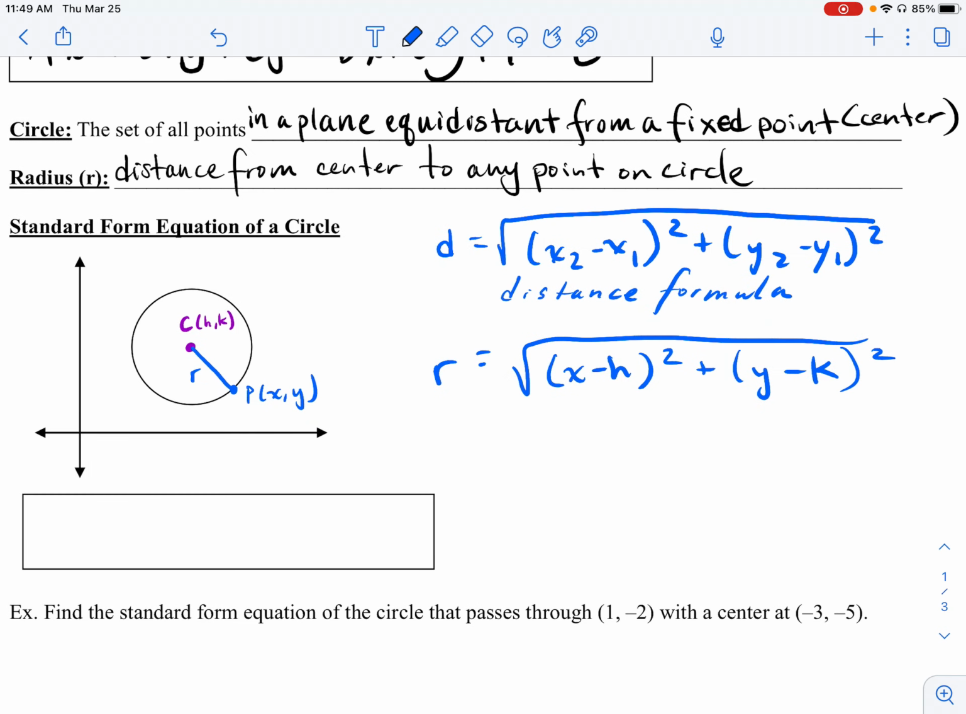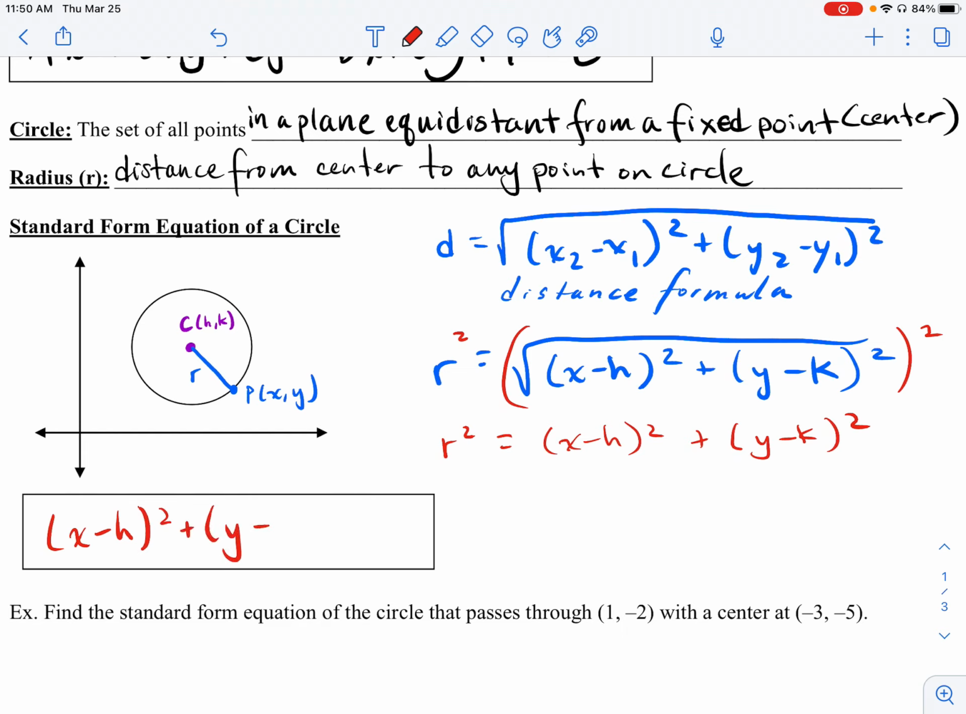Well, what would happen if I were to then go ahead and square all this? Look at what we have here. We would then say r squared is equal to, the square of a square root is simply the quantity itself, so we just have x minus h squared plus y minus k squared. And what do you know? This is what we know to be the general form of the circle.